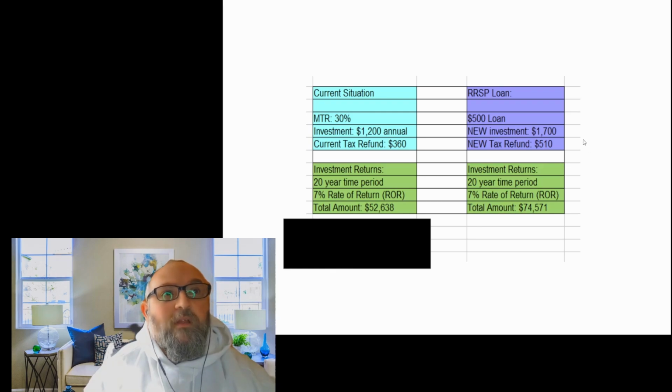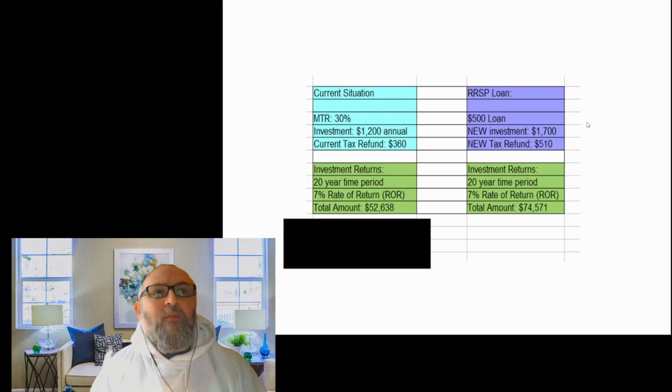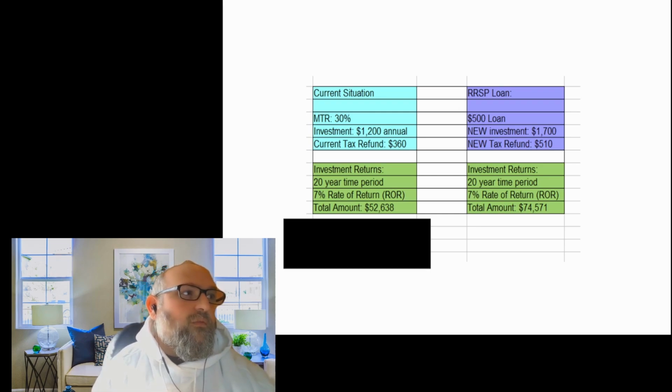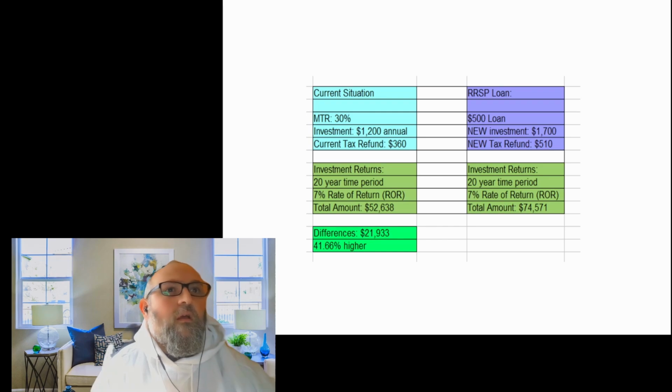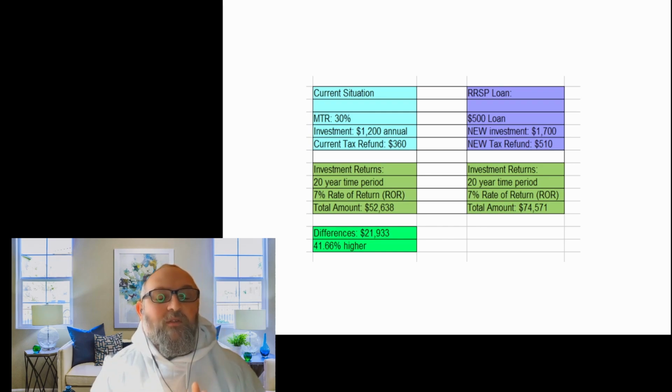Now, what does this look like on the investment time period? Same thing, 20-year time period, 7% rate of return, ROR. Our total amount is $74,571. Now, this is obviously predicated on the idea of $1,700 invested every year for 20 years at 7% average rate of return. But the point is that, and I did the differences here, you would have a $21,000, just under $22,000 difference in your savings, and just under 42% higher savings amount, right?